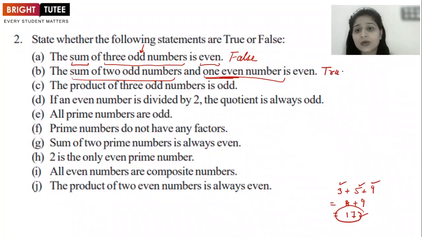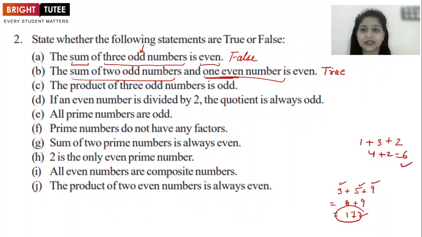You can try out with some examples. Suppose I take 1 and 3, which are two odd numbers, and an even number, let it be 2. So 1 and 3 is 4. 4 plus 2 will give us 6. So this is an even number. So this is a true statement.